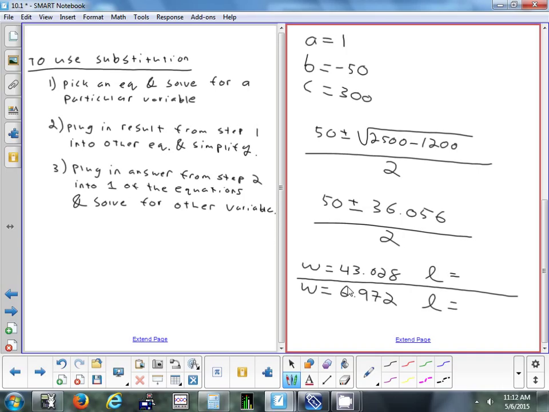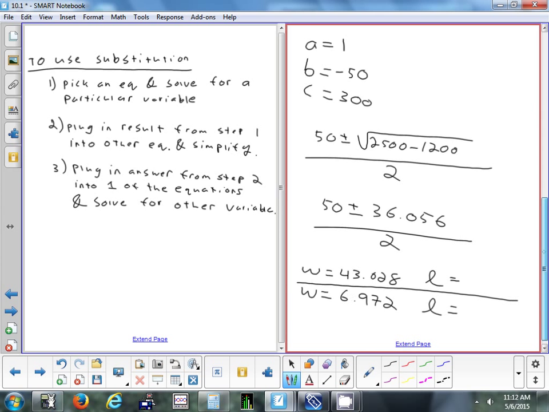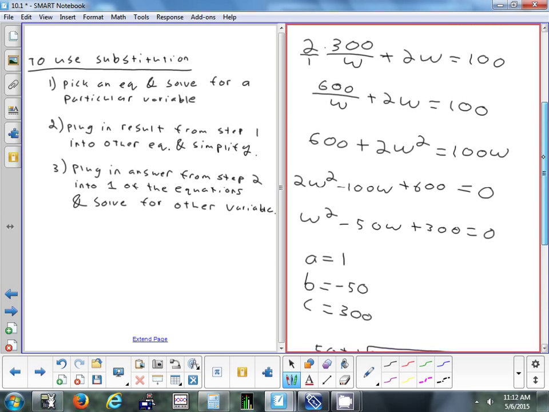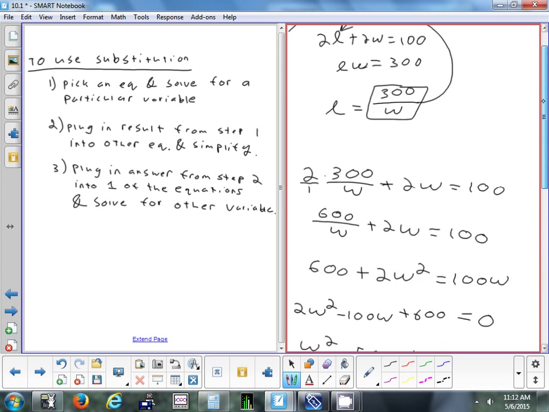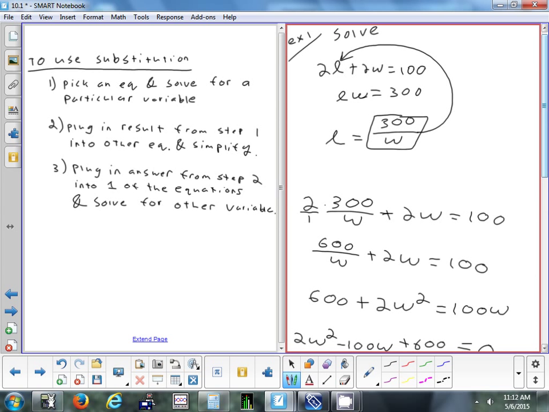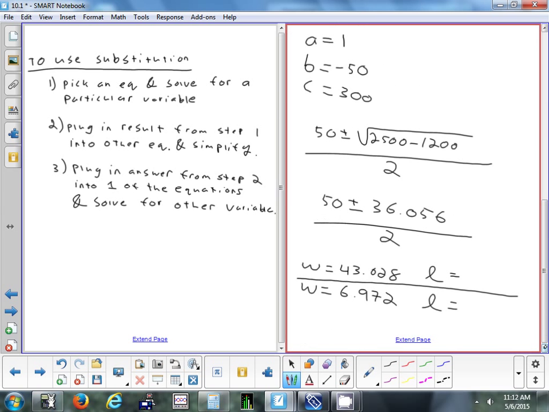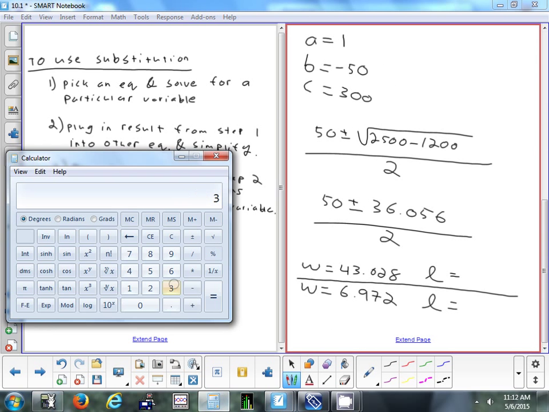Okay, now that I know the width, let's start with 43.028. Kelsey, how can I get the length? If you plug that into one of the original equations. Yeah, I could go all the way back to one of the originals, or do I have an equation that has L by itself? The L equals 300 over W. Yeah, so the length is 300 divided by W. So let's just do that. Let's do 300 divided by W.